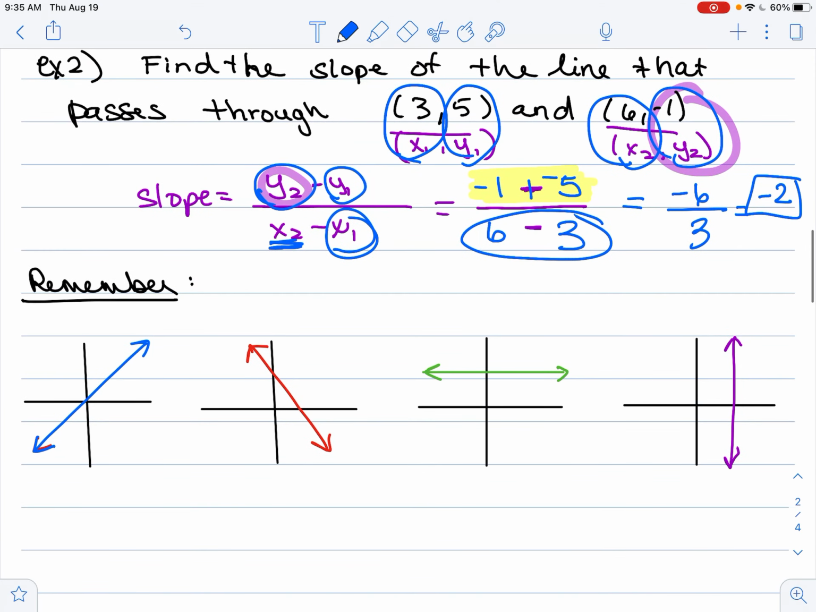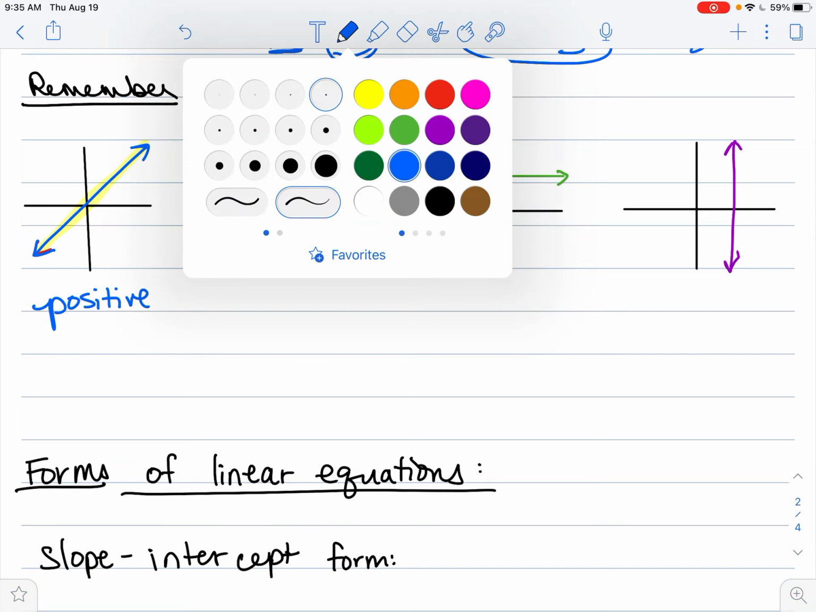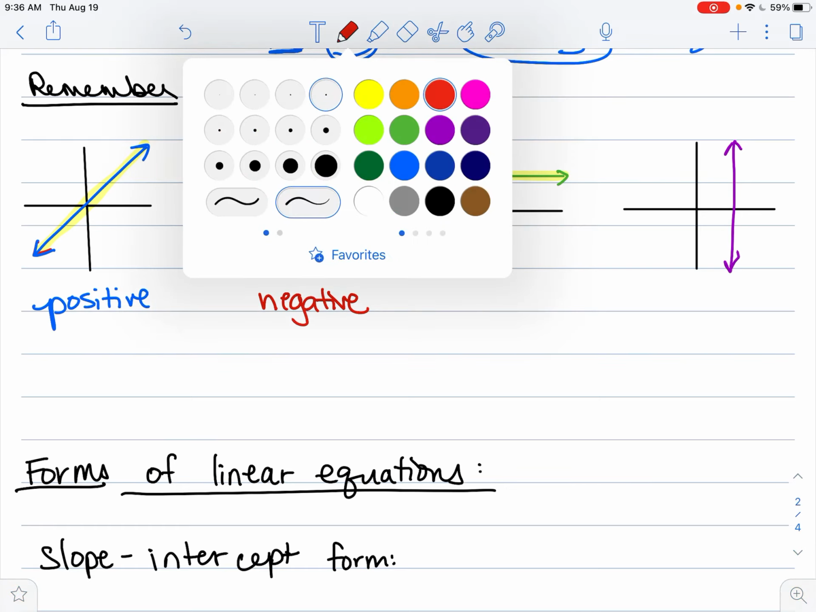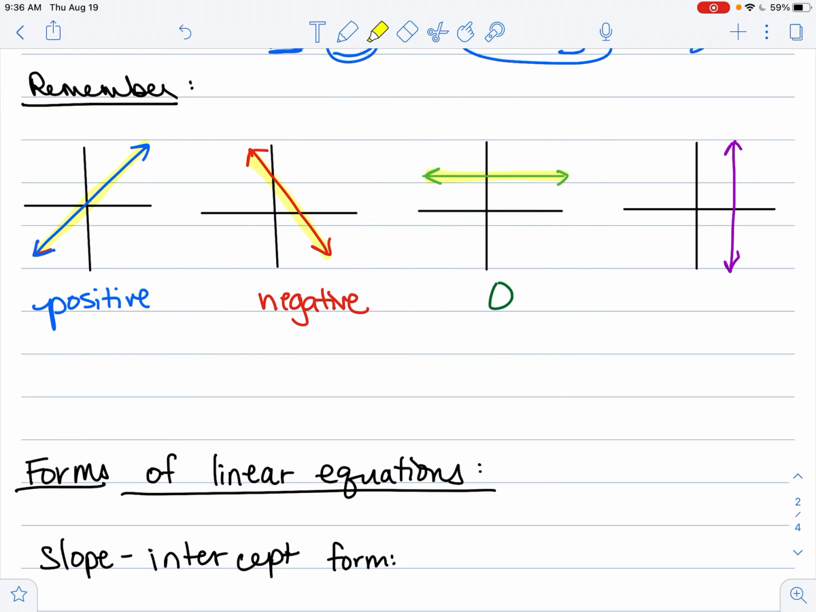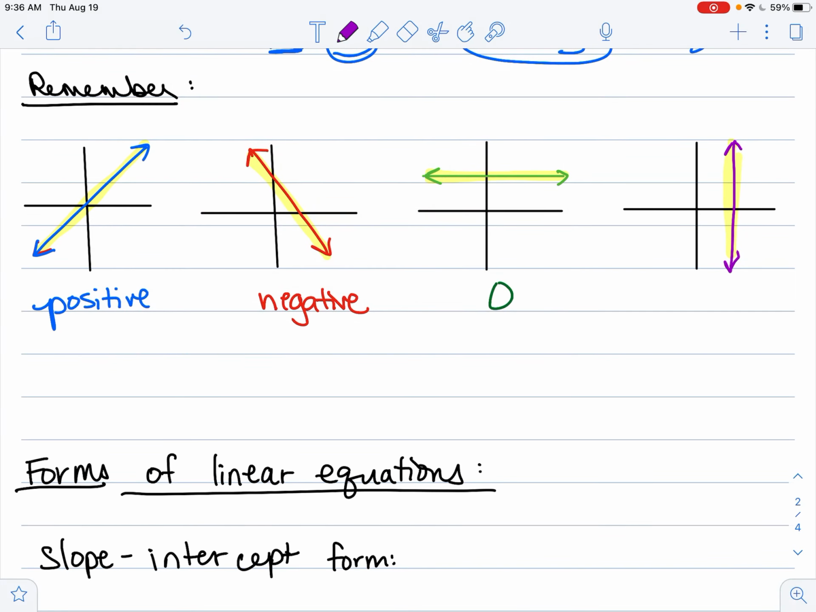Remember, the slope will tell you how steep it is, but also which direction it's going. So if a slope looks like this, where it's going up and to the right, we call this a positive slope. If the slope is going down to the right like this, we call that negative slope. If the slope is perfectly horizontal, that's 0 slope. And if the slope was going perfectly straight up and down, that's a vertical line, but there's no way to put a value on that, so we call that undefined. If you were to calculate that out, you'd get a 0 in the denominator.